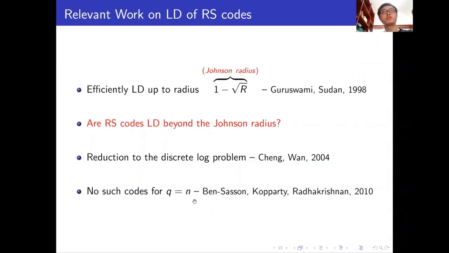The second result is due to Ben-Sasson, Kopparty, and Radhakrishnan. Loosely speaking, their results showed that there are no such codes for q equals n. An RS code with q equals n is one whose evaluation set has full length. And the result showed that to beat the Johnson bound, we need to have q at least larger than n.